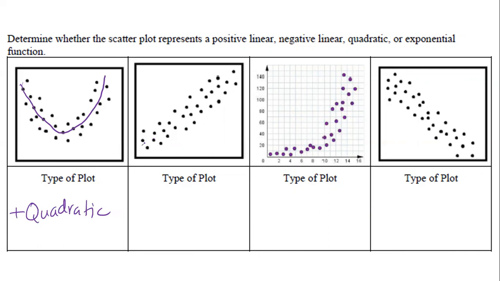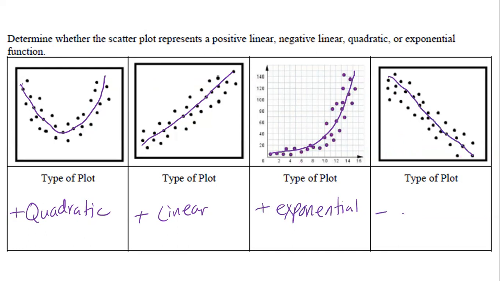If I create a trend line following the flow, we have a positive linear. If I follow the trend of what's happening here, there we go. And then if I follow the trend here, we have a negative linear. Are we good with scatter plots? Okay.